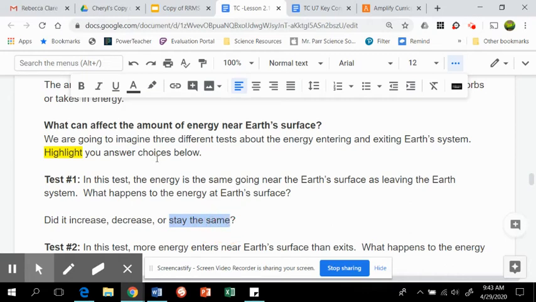I got a cake. What? A cake. No, I'm working right now.